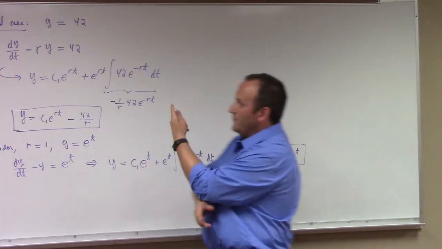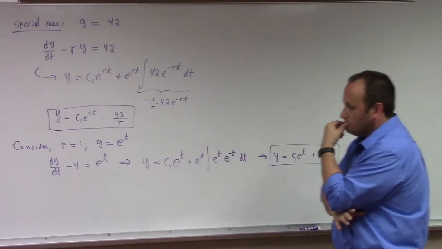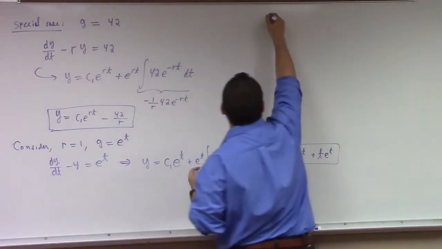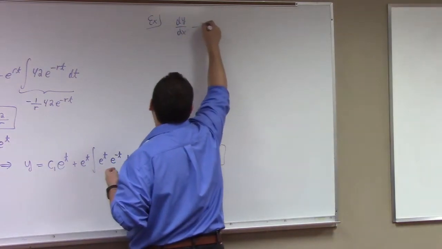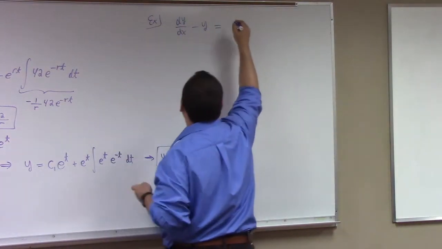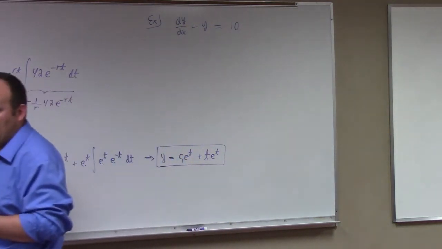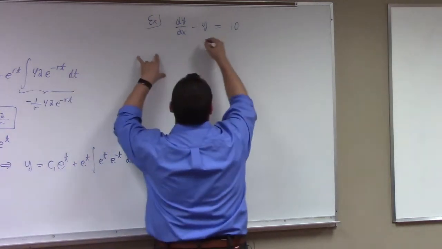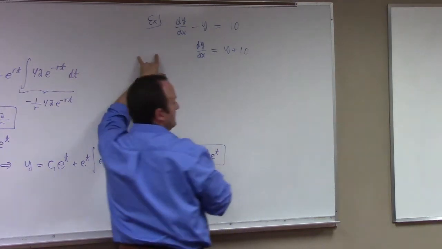Could any of these problems, these special cases, have been solved with separation of variables? I mean, I think so. Let me just make a slightly separate example. If we were going to solve dy dx minus y equal to 10, we could use the general solution I just found to solve that problem, right? But this problem could also be solved as follows. This would say dy dx is equal to y plus 10, right?